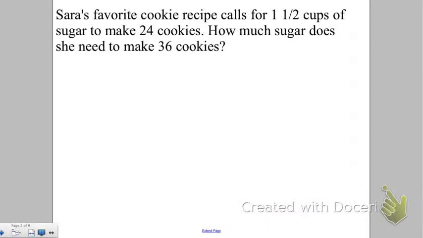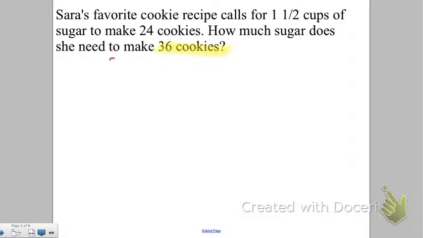The second question. Sarah's favorite cookie recipe calls for 1 1/2 cups of sugar to make 24 cookies. How much sugar does she need to make 36 cookies? Take a second to copy down the question. So I need to determine how much sugar she needs to make 36 cookies.